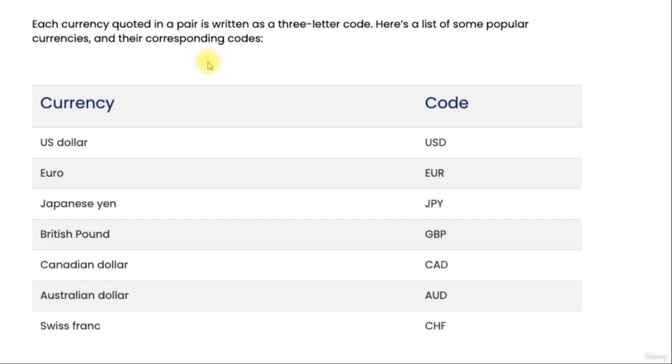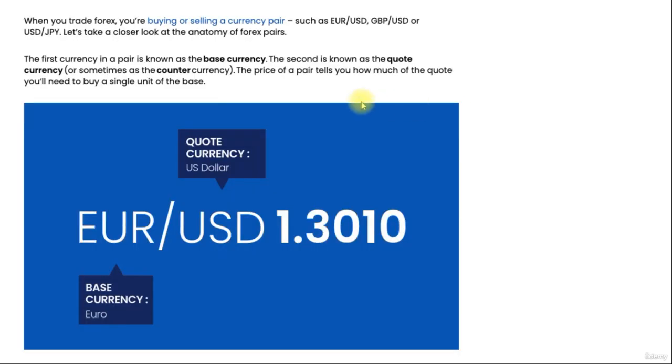Now each currency is quoted in a pair and written in a three-letter code. Here is a list of some popular currencies and their corresponding codes. For the US dollar, the code is USD. For euro, the code is EUR. Japanese yen, you have JPY. British pound, you have GBP. Canadian dollar, CAD. Australian dollar, AUD. Swiss franc, CHF. So these are the codes for different currencies and you can trade them in pairs. So when you trade forex, you are buying or selling a currency pair such as EUR/USD, GBP/USD, or USD/JPY.